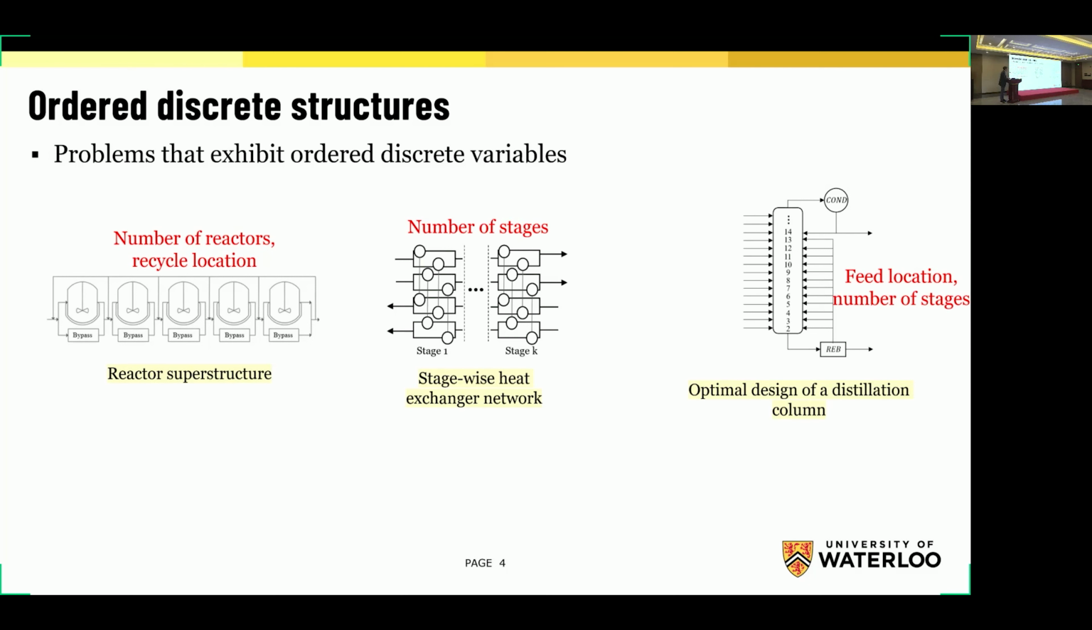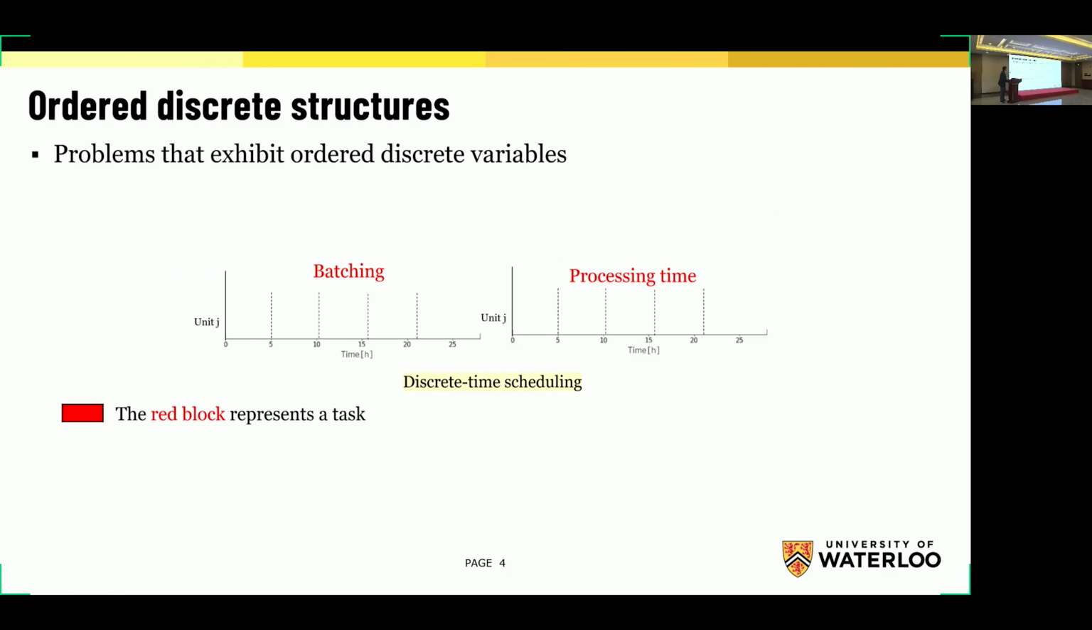So we can also have this problem, for example, in a stage-wise heat exchanger network, and obviously in the optimal design of a catalytic distillation column. All right. Also, these problems appear in scheduling, and this is one of the applications that we recently found and have been exploring nowadays. And we're getting some interesting results.